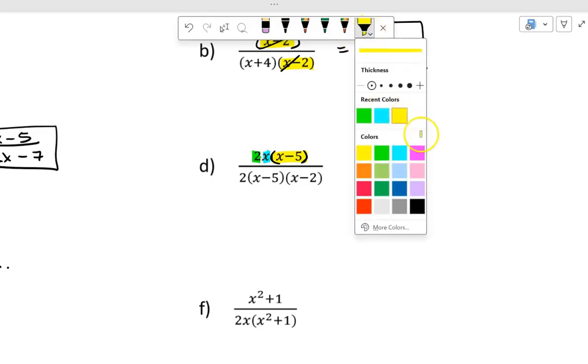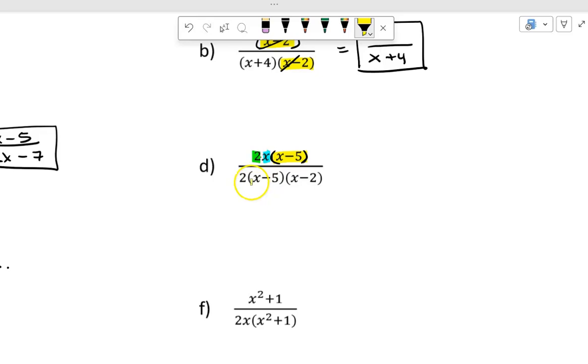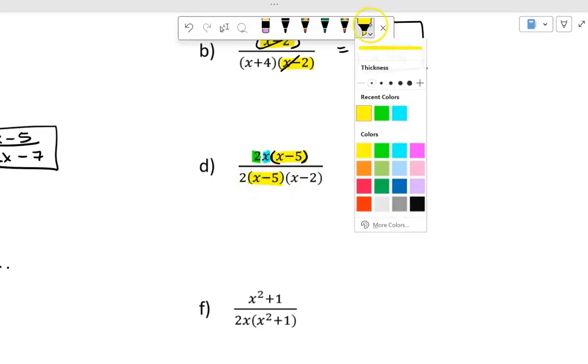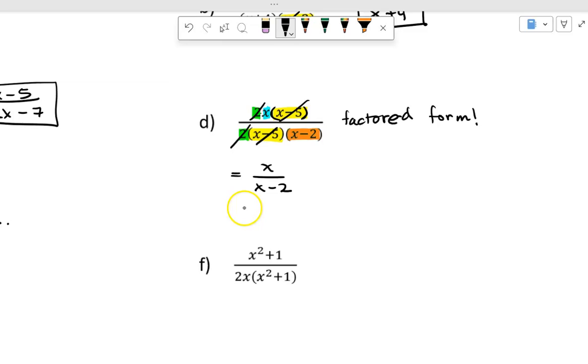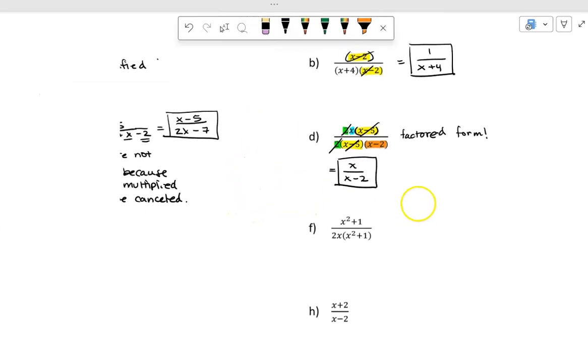On the bottom, I'm going to color code any factor that is the exact same thing. So I see x minus 5. I'm going to color it the same color. I see a 2. I don't see an x individually. And then I would say x minus 2 is another factor, but I don't see it anywhere else in this problem. I can only cancel matching factors. By the way, this would be factored form on top and bottom. And I can cancel the ones that match. So my 2's match, my x minus 5 matches, and what I'm left with is x over x minus 2. This would be as simplified as it gets.